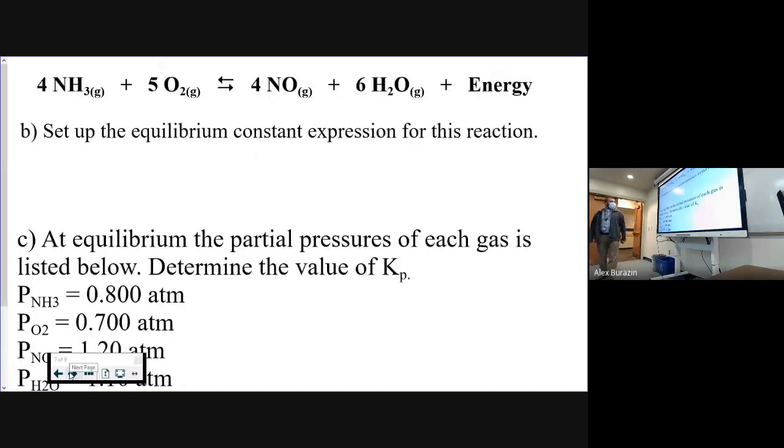Okay, this is review. Top part is anyway. Okay, go ahead, set up the equilibrium constant expression. K equals some stuff over other stuff.